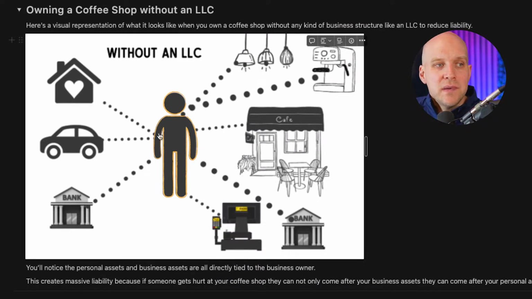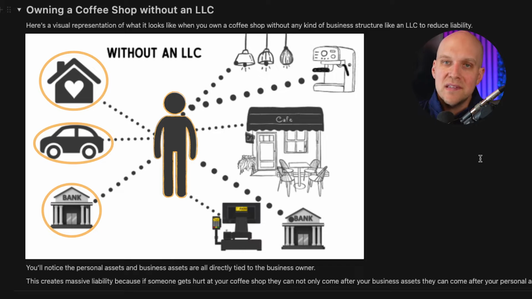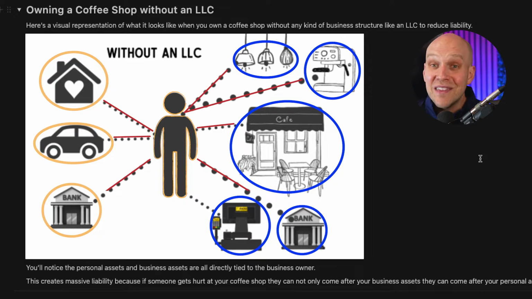What you can see here is the business owner in the center, and all their personal assets on the left-hand side, their personal home, car, and bank account are attached to them, but all their business assets are attached to them as well. So that's the point of sale, the business bank account, the physical location, the espresso machine, the lights, everything is connected back to the business owner, which is a lot of liability.